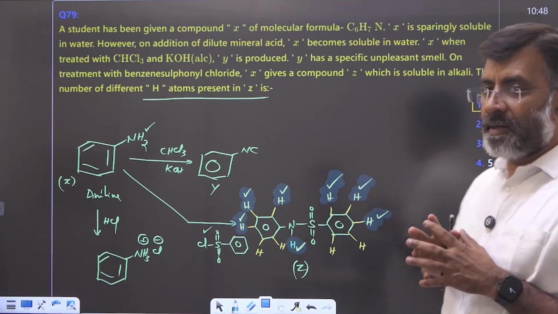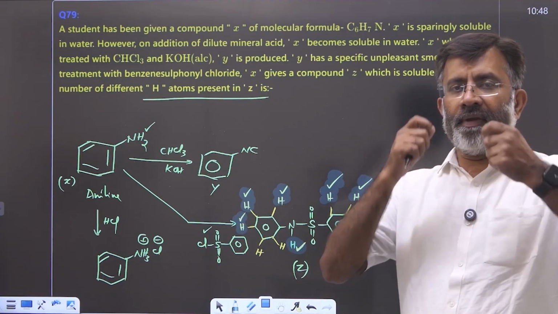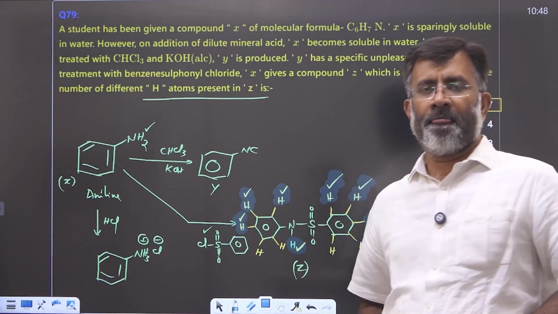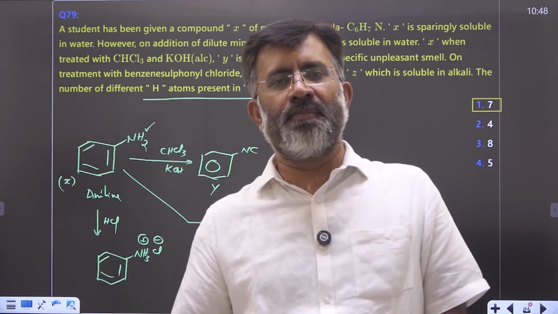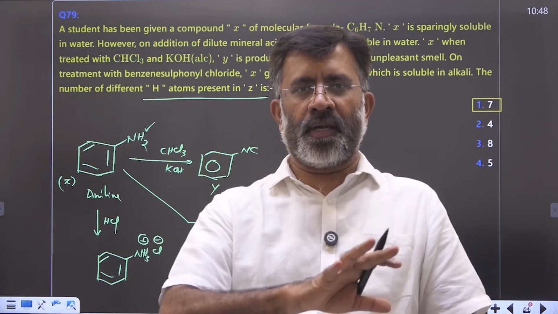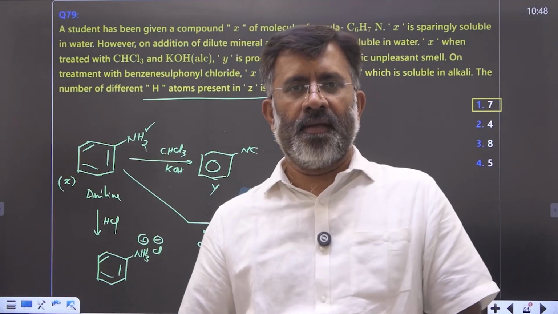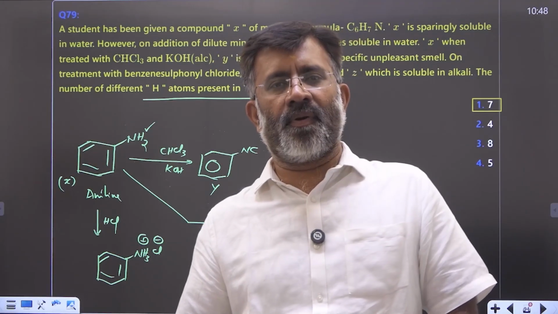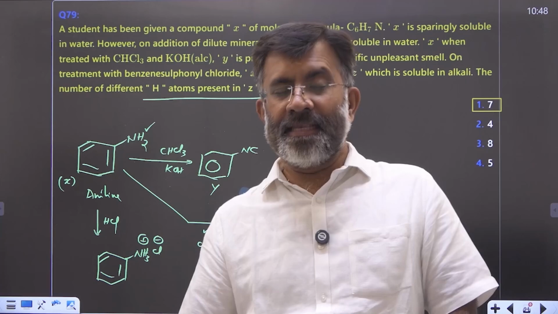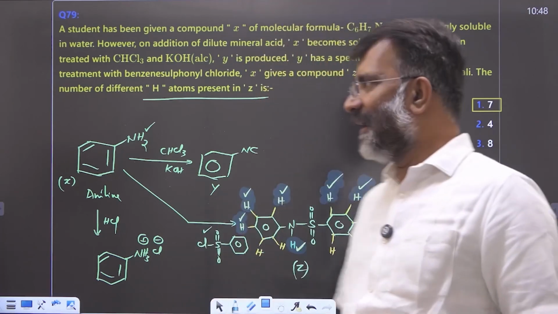So the point is, from the description, we need to understand it is aniline, and aniline treated with benzene sulfonyl chloride, Hinsberg reagent. You are getting that product. Analyze that product and find out the different types of hydrogen atom present in that product Z. Okay, next.